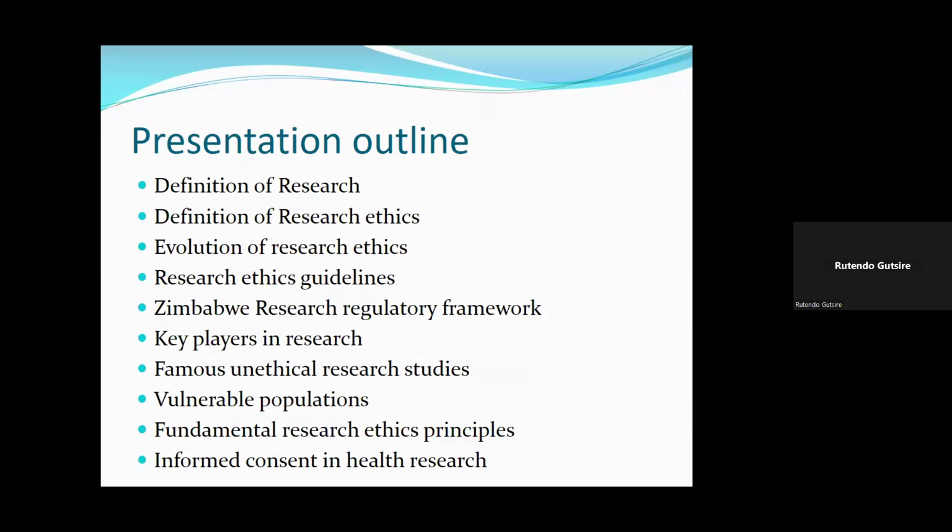Vulnerable populations. What do we mean when we say vulnerable? I mean pregnant women, kids, babies who are not mature enough to, or in the case of pregnant women, because they'll have a fetus that has to be protected, and people below the age of 18 that need protection. Fundamental research ethics principles, I'll cover that with you. Then informed consent in health research.